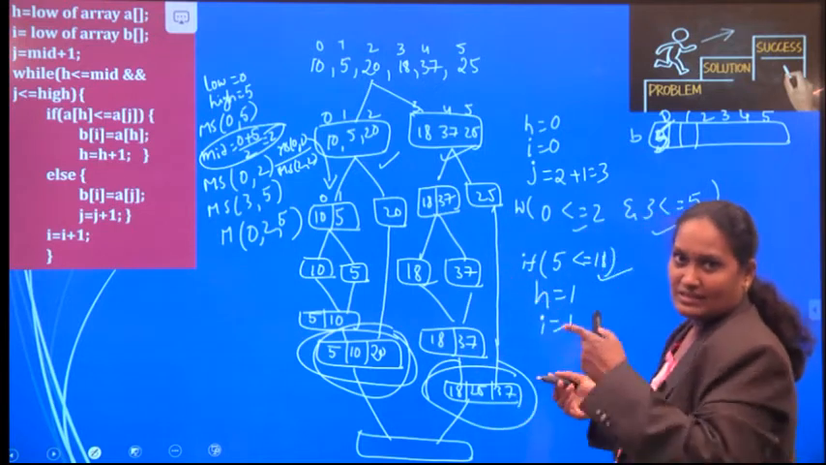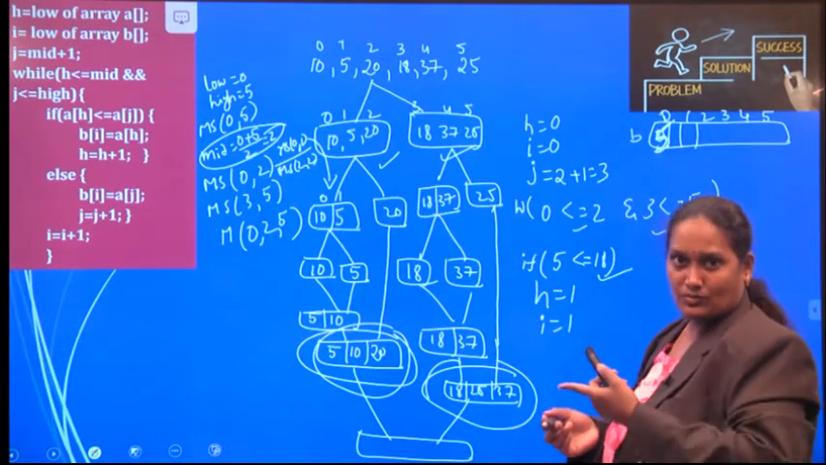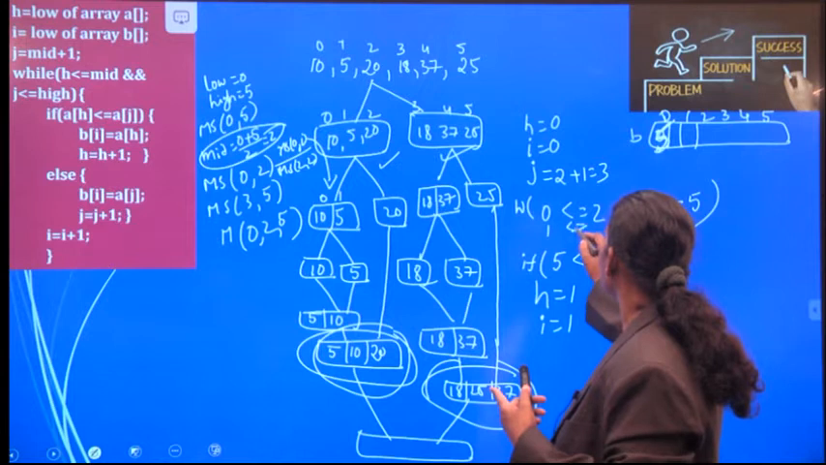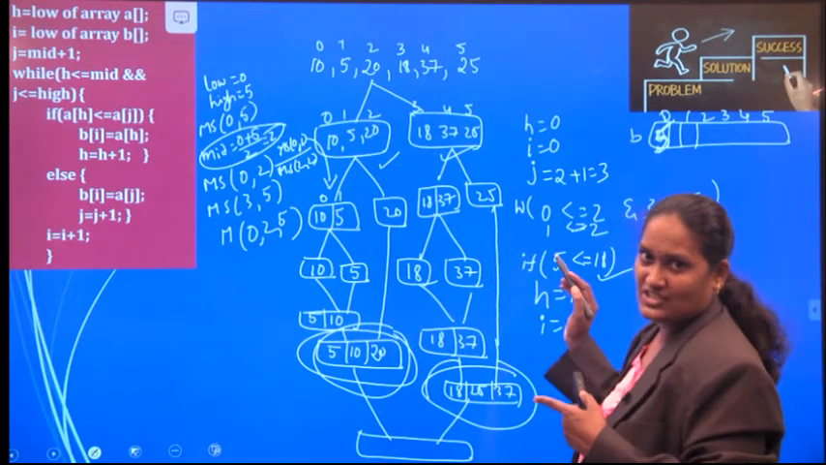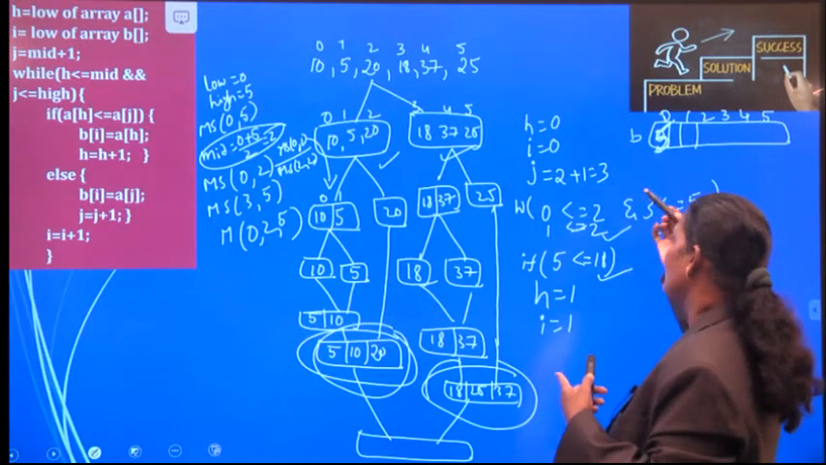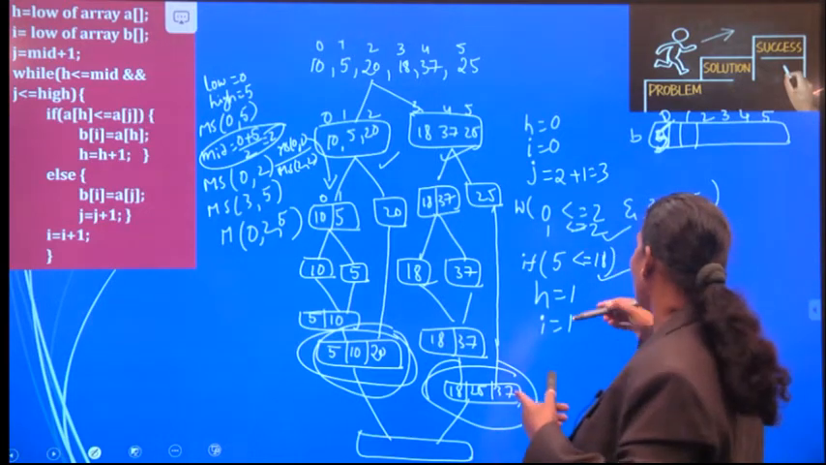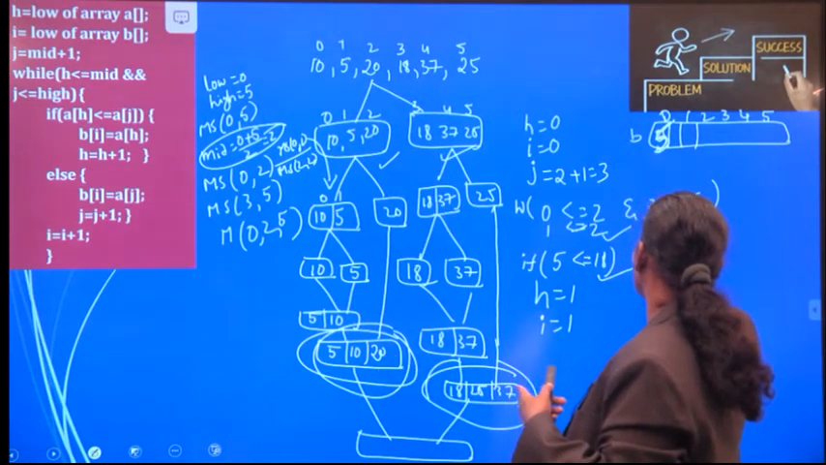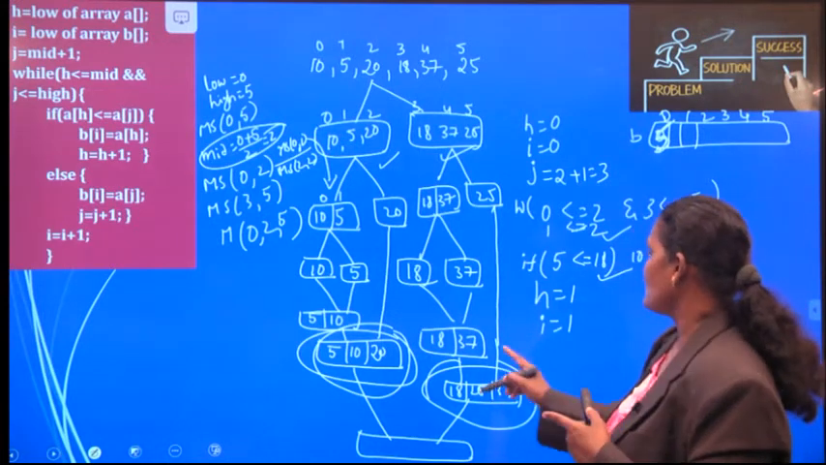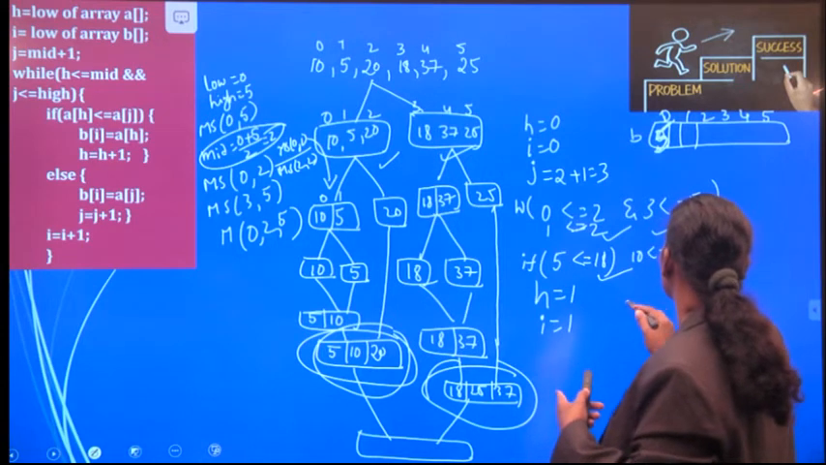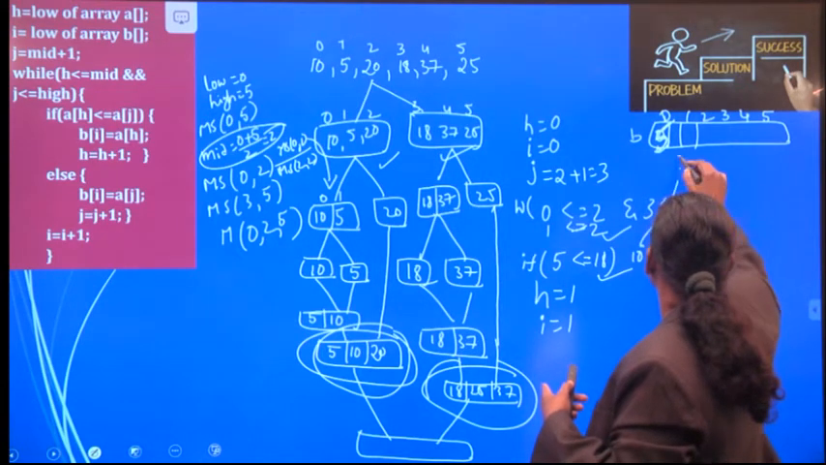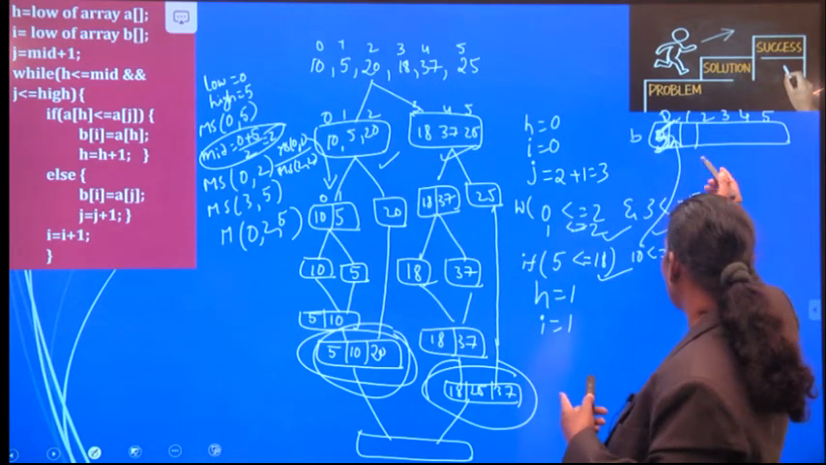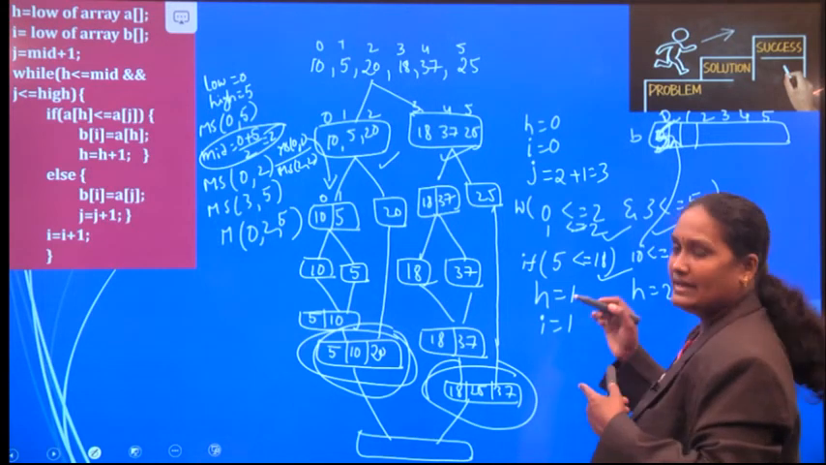Now again I need to check the condition. Until we come out of the while loop, we need to check the condition again and again. Now H value is 1, 1 less than or equal to 2. Here J value is not changed, so this condition is true, and this condition is also true. Now again I am considering A of H, that is A of 1. What is A of 1? 10. Is it less than or equal to A of J? J value is 3 itself, so 18. Again, this condition is true. So, this is copied to the next place in B, and again H value is incremented.